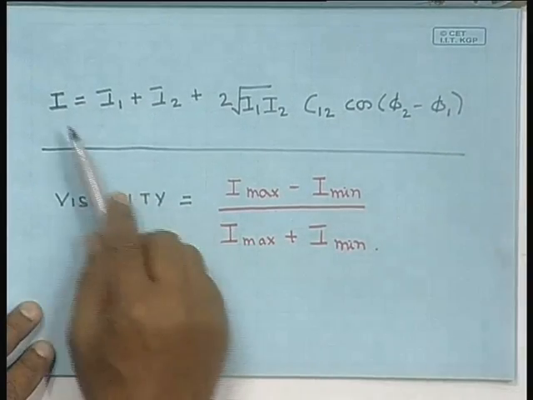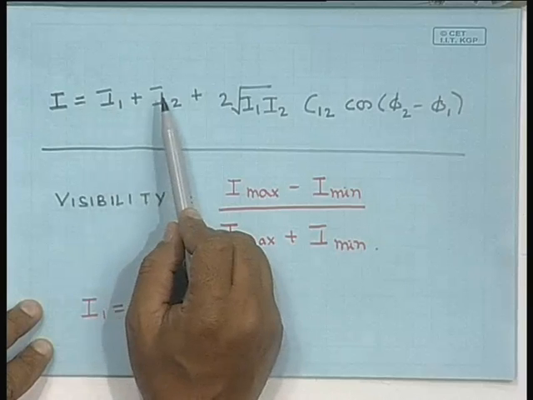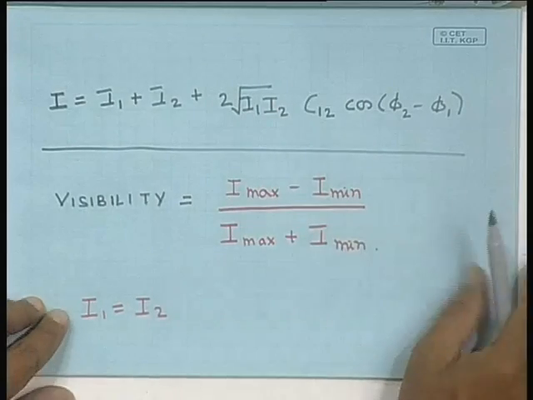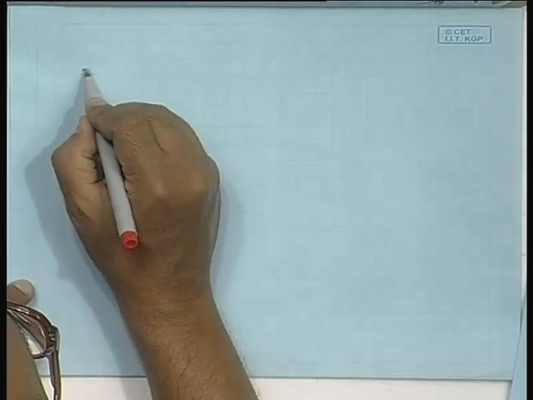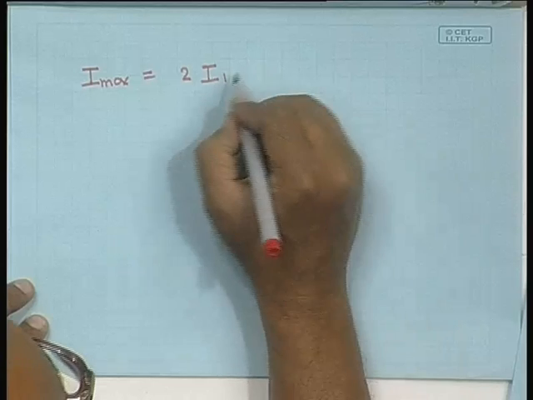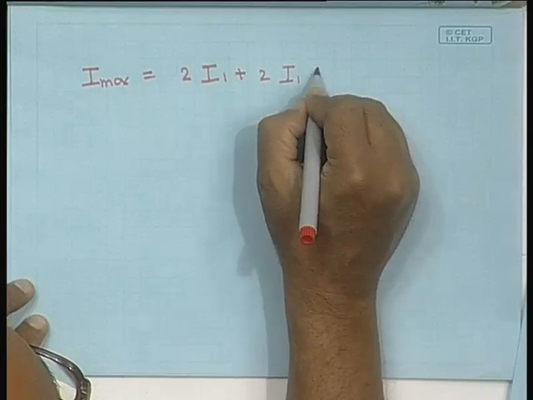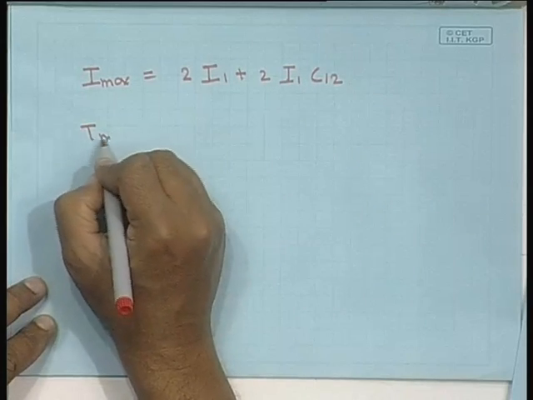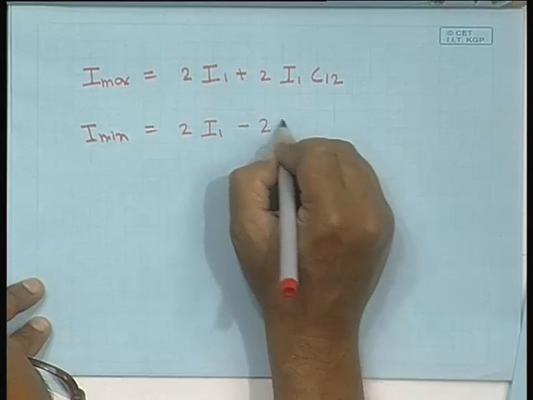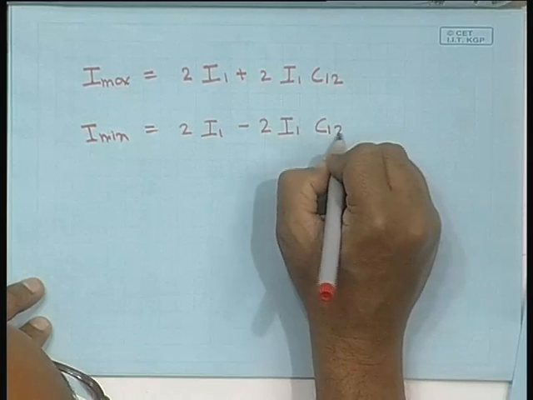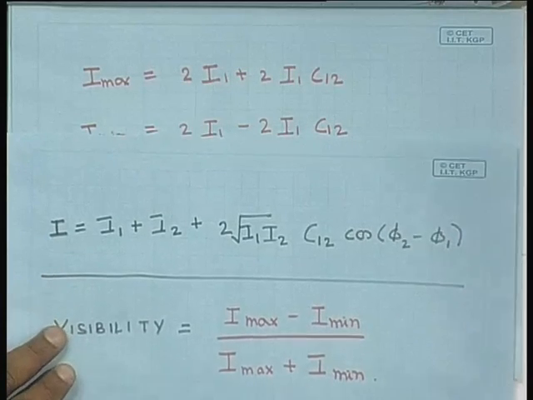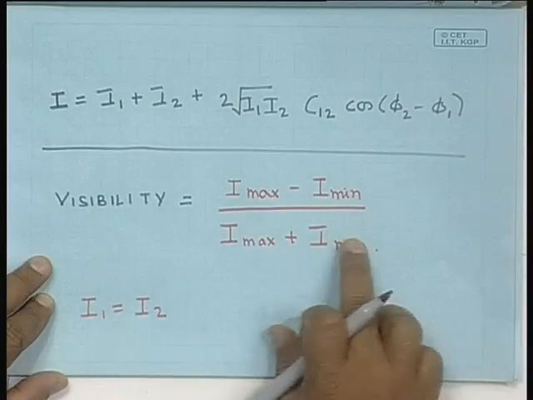So, in such a situation, the maximum intensity that you have is 2 I1 plus 2 I1 into C12. So, I max, the maximum intensity. The minimum intensity is when the cosine term is minus 1. So, this will be 2 I1 minus 2 I1 C12. We have assumed that I1 and I2 are the same, and we have calculated the maximum and the minimum intensity.